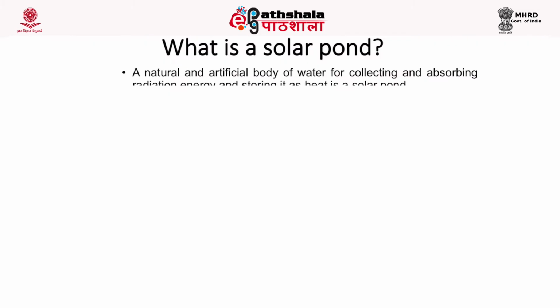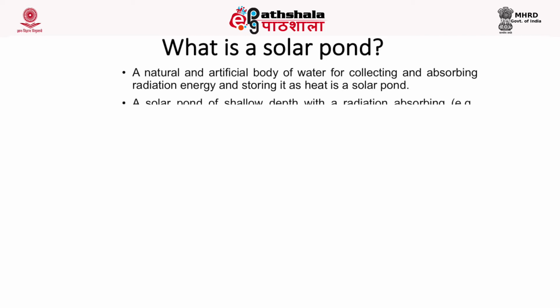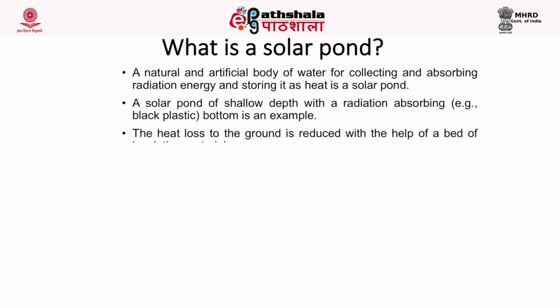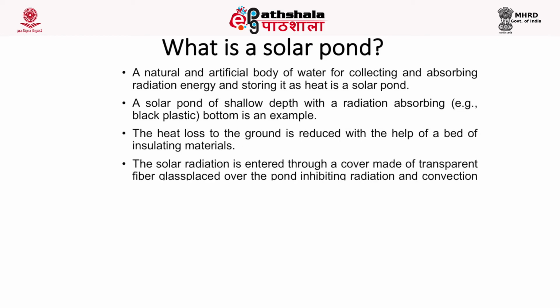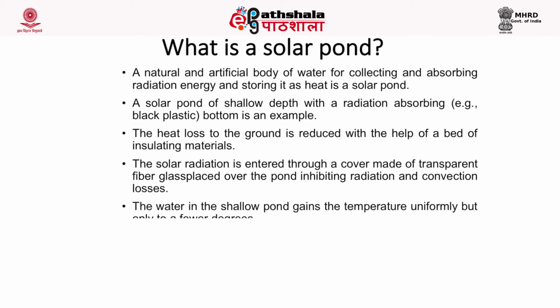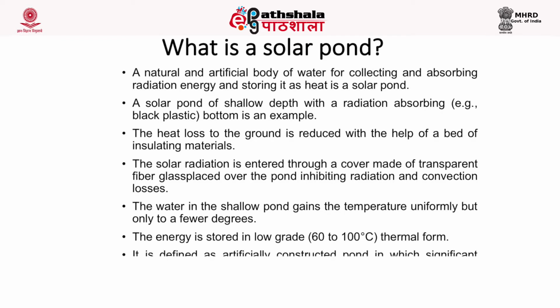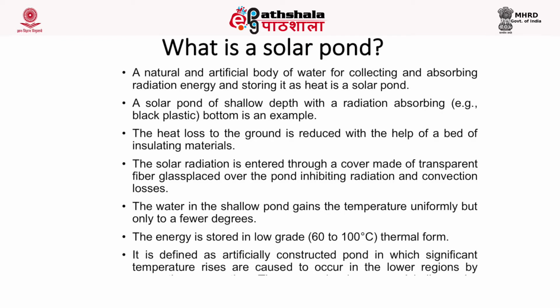Let's start with the solar pond. It is a natural or artificial body of water for collecting and absorbing radiation energy and storing it as heat. It is known as the solar pond. A solar pond of shallow depth with a radiation absorbing bottom, that is a black plastic bottom, is one example of this solar pond.